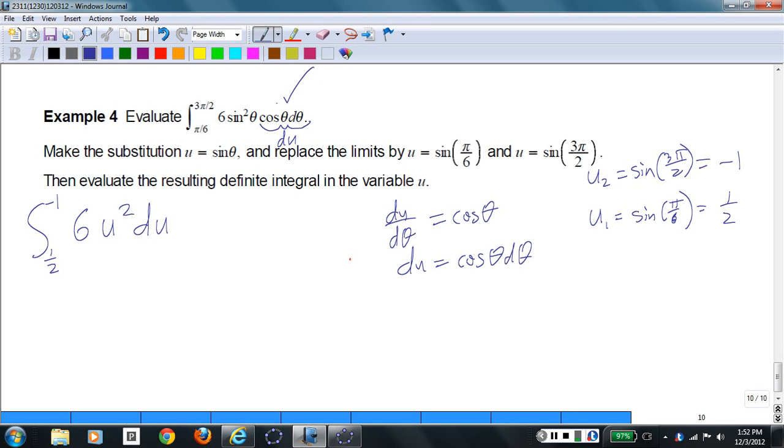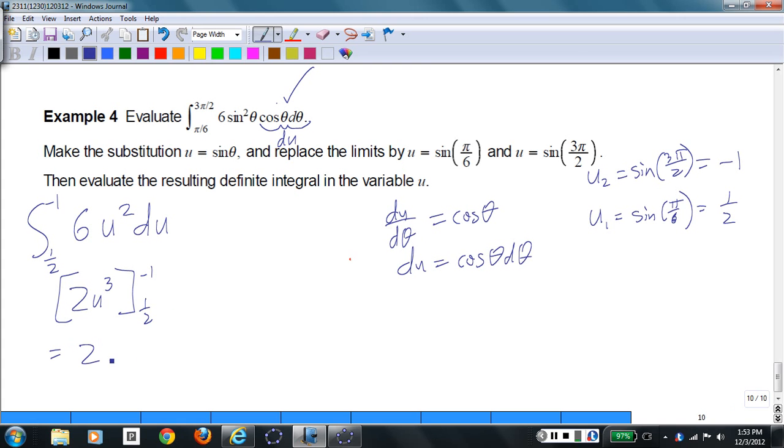Need an antiderivative, no trouble here. 6u cubed over 3. And would that be 2u cubed? When we take the derivative of 2u cubed, do we get 6u squared? So 2u cubed is equal to an antiderivative of 6u squared. So we just need to substitute the -1 and substitute the 1/2 and subtract.